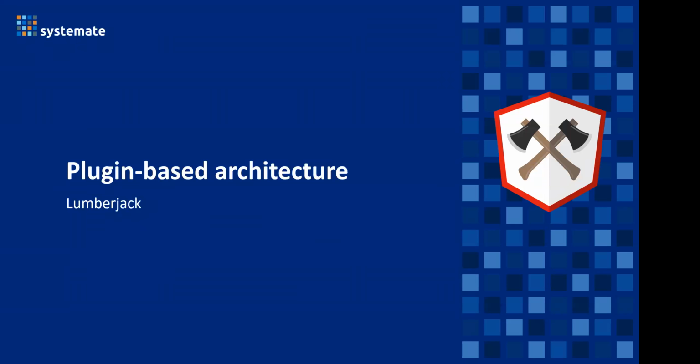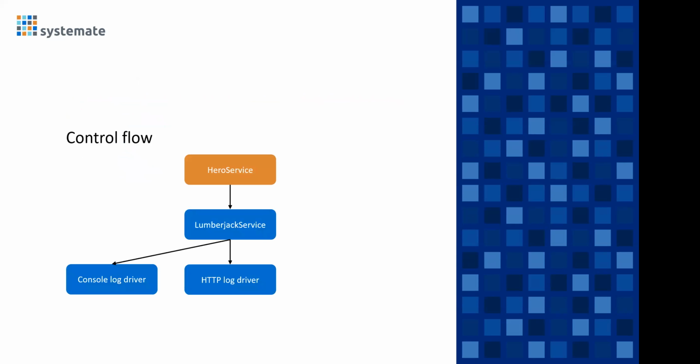So let's look at this plugin-based architecture. In an abstract way, it looks like this. We had that hero service from before. It calls Lumberjack Service, and that passes control on to the activated log drivers. Here we have the built-in ones activated: the console log driver from Lumberjack and the HTTP log driver from Lumberjack.